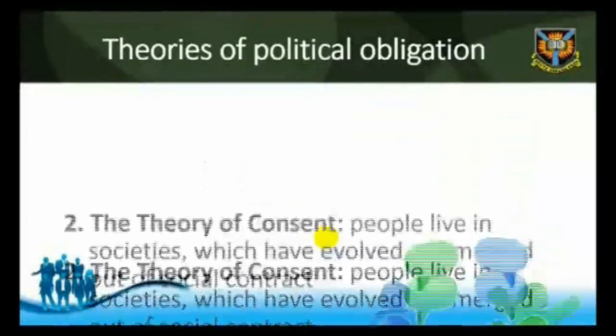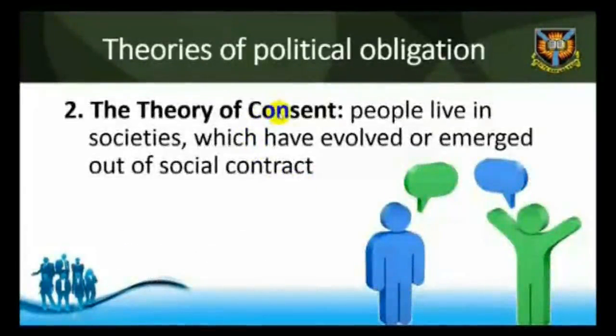2. The theory of consent. The idea behind this theory is that people live in societies which have evolved or emerged out of social contract. Social contract is another theory which states that people that occupy certain societies surrender part of their rights to the common good of the society. Thus, all who live in the society are either directly or indirectly parties to the social contract. That means that they are duty-bound to obey the law of that same society.